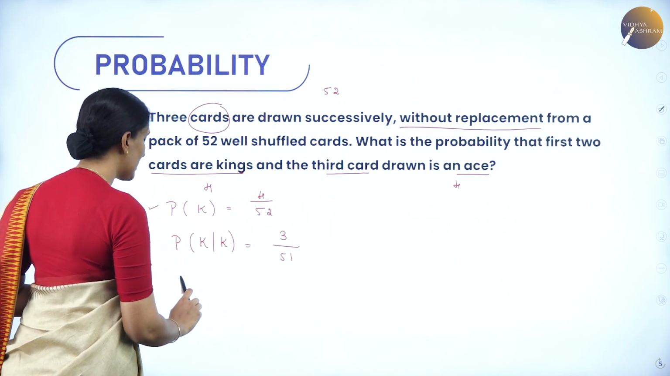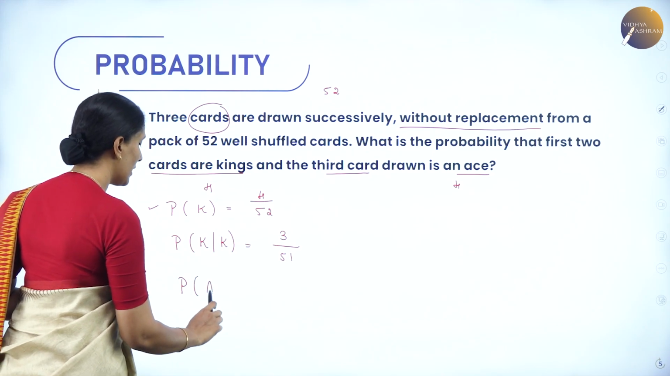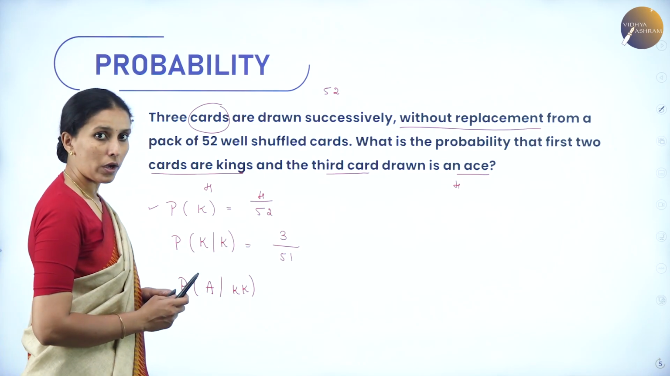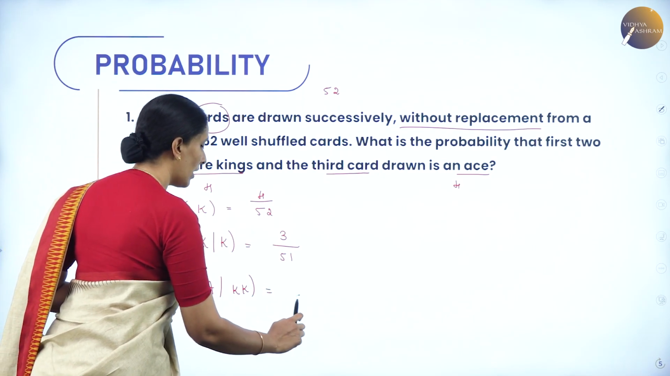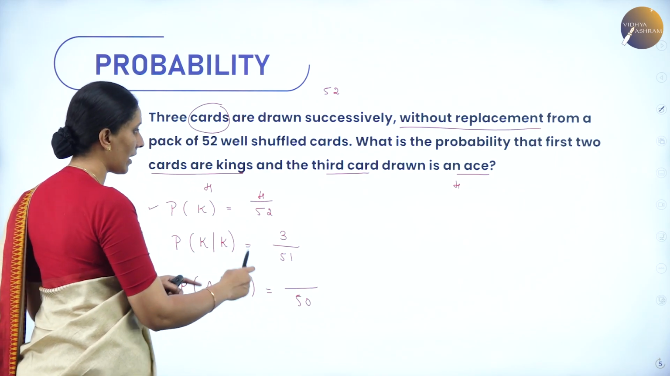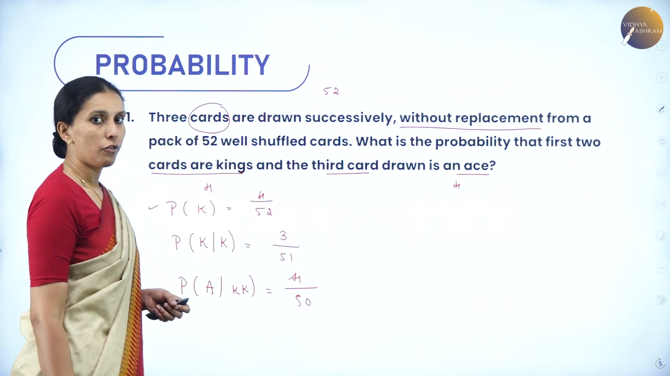So now the next thing is the third card should be an ace. I have to take an ace where I have already taken 2 cards from the 52 cards. So there will be only 50 remaining cards and out of that I have to take an ace. So we have 4 cards for an ace.